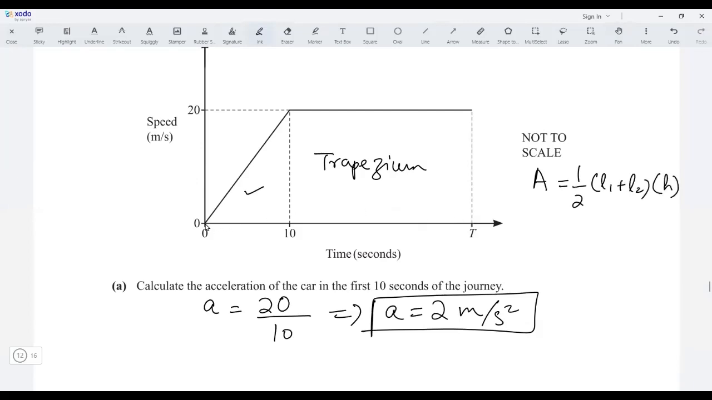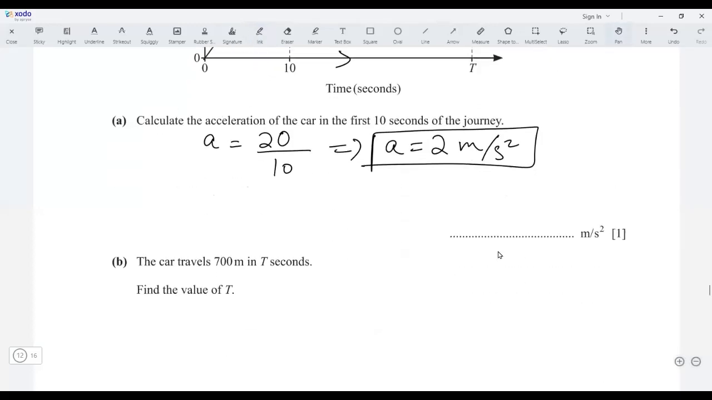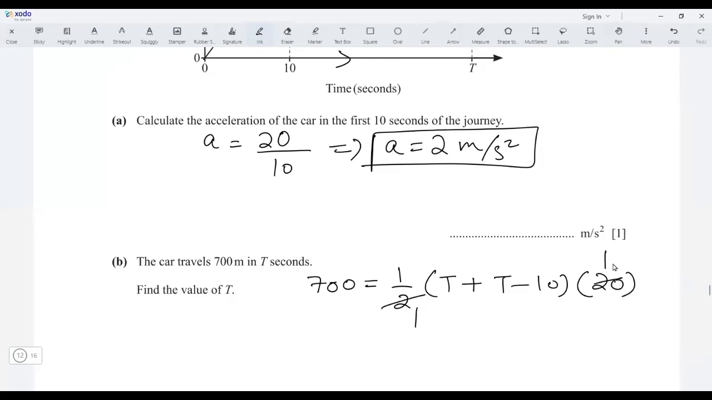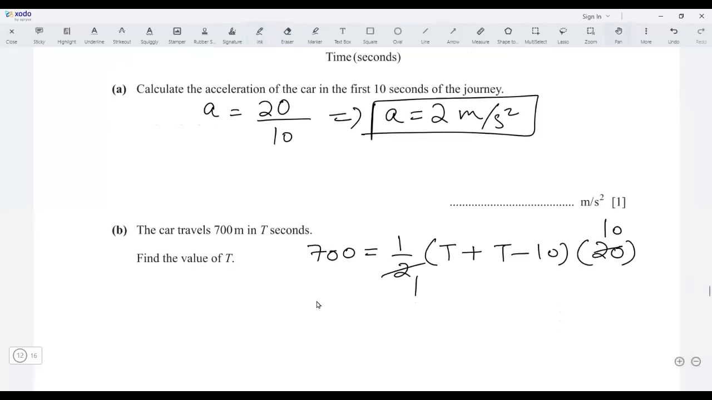One of the parallel lengths is t, from 0 till t. The other length will be t minus 10, because the initial 10 seconds are to be subtracted, and the perpendicular distance is 20. So if we replace in this formula, we will get the answer for the time. Half times t plus t minus 10, times 20. So we can cancel 2 and 20 to 1 times and 10 times. Now bringing that 10 to the other side by dividing.